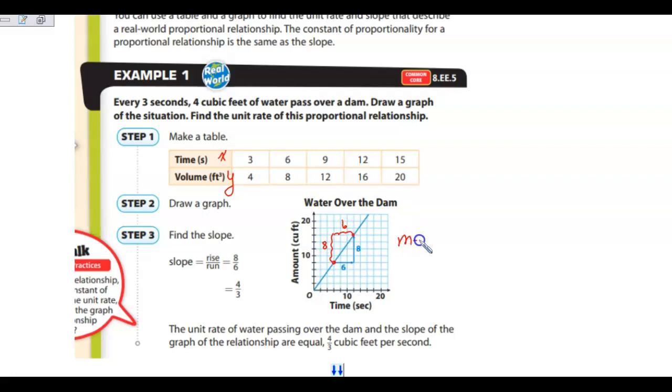So my slope, or my constant, is going to be 8 over 6, which simplifies to 4 over 3. So the unit rate over the dam and the slope of the graph are equal, and it is 4/3 cubic feet per second. So cubic feet per second.